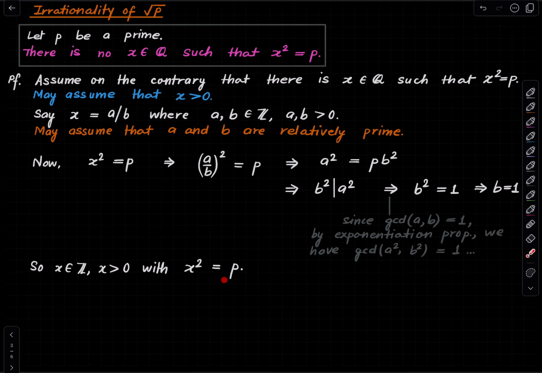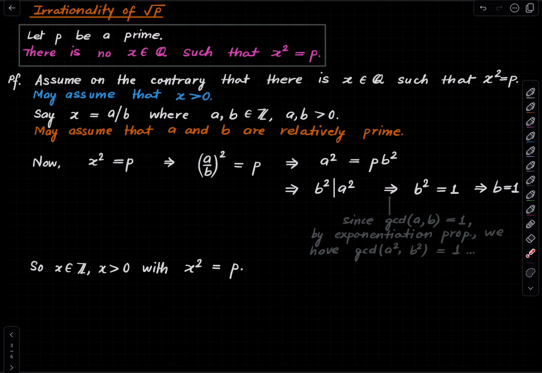But p is a prime. It does not have non-trivial divisors, while x square has non-trivial divisors, namely x. Right? x divides x square, but x square is p, and hence the only possibilities for x are 1 and p, because x is a divisor of p. The only possibilities for x are 1 and p.